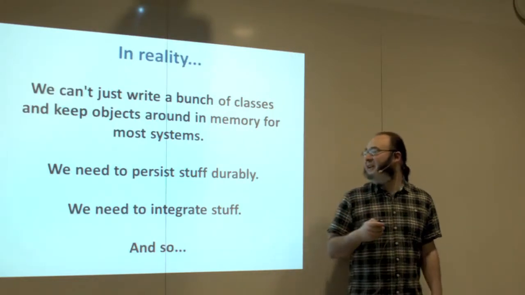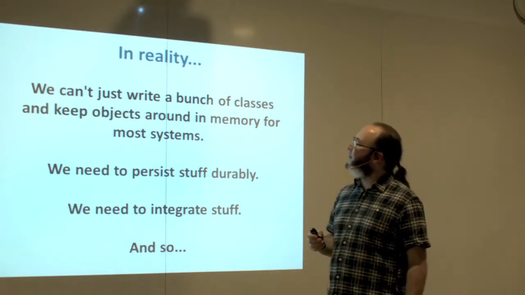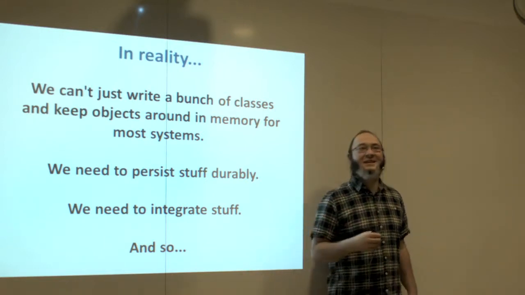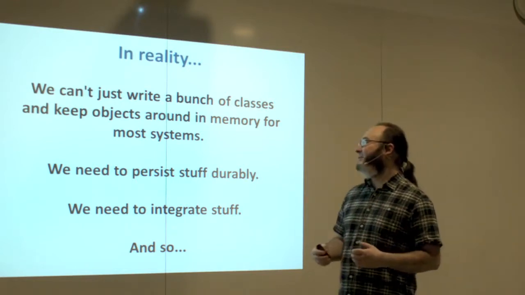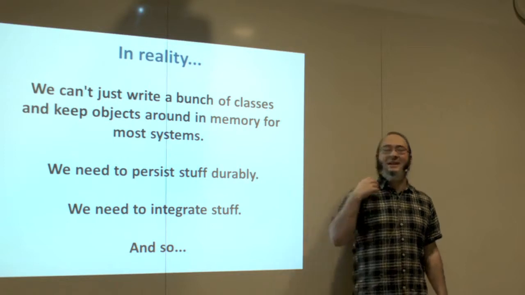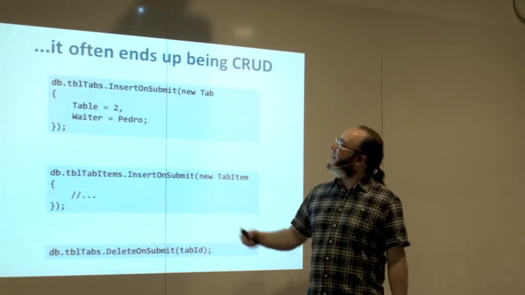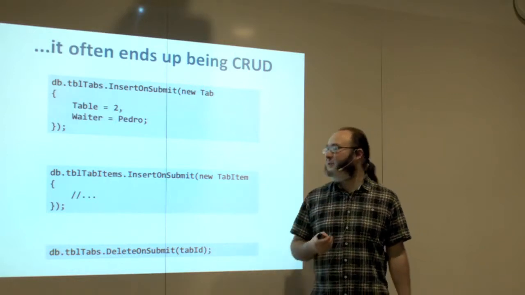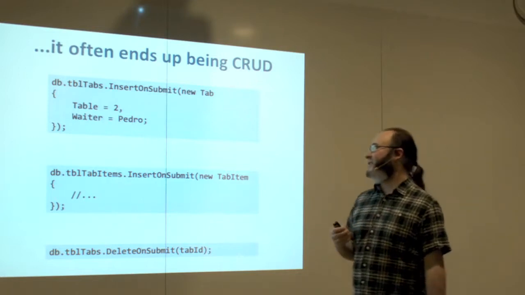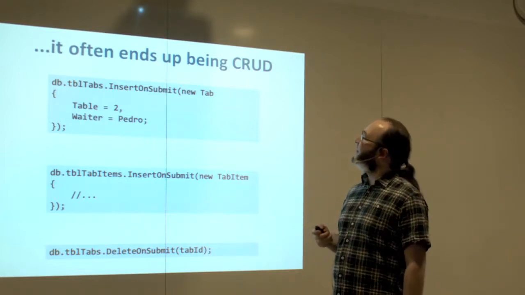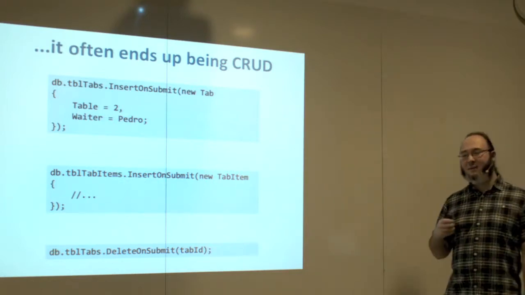What they actually look like is a bunch of database accesses, because people say, well, we can't just write a bunch of classes representing objects and keep them in memory because we have to persist. And we need to persist stuff, and we need to integrate stuff, and we should just use a database for that, and then we all end up with code like this, which basically just goes updating and inserting into tables and so forth. And a lot of the nice language tends to be lost.